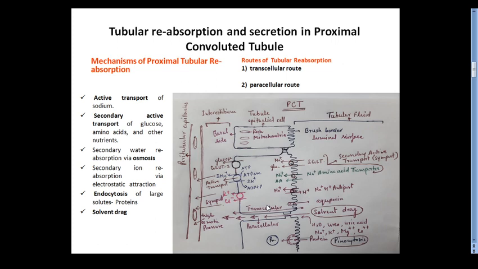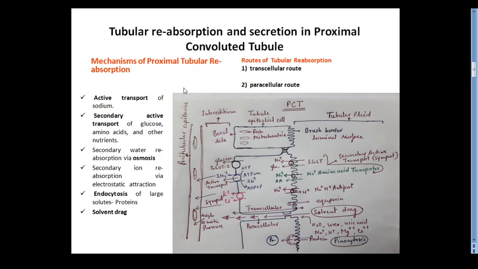So the constituents which pass through the cell by using these ion channels, this route is called transcellular, and the different constituents along with the water pass through the space in between these two cells. So this route is called paracellular. So there are two kinds of routes, that is transcellular route and paracellular route.